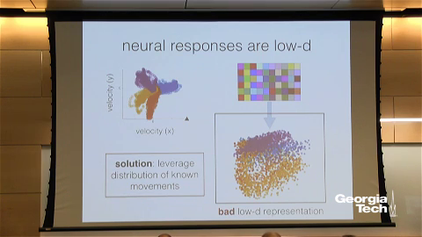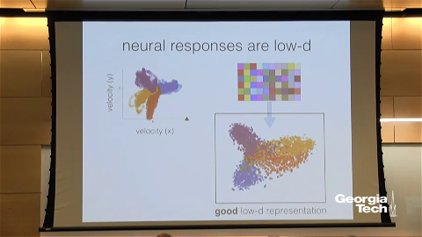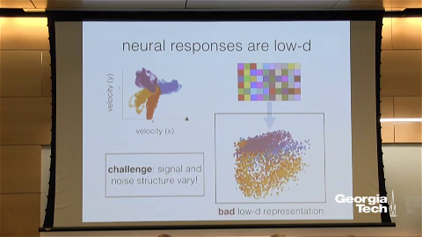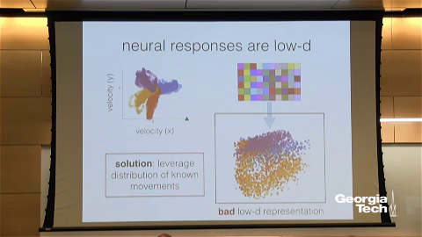And so basically, we set off to develop a new technique that would allow us to suss out what are good low-dimensional representations of the neural activity, and how do we actually find projections that look like this rather than look like this. And so our solution was to actually leverage the distribution of the known movements.